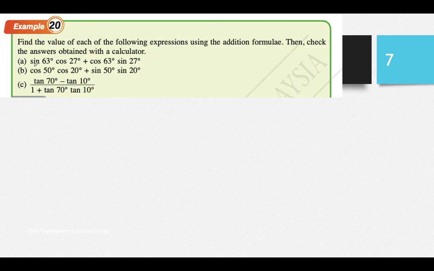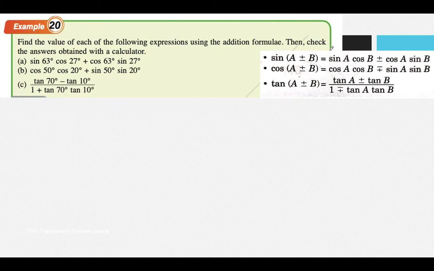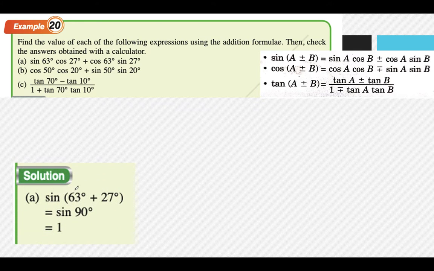For example, sine, cos, cosine. This is A, this is B, this is A, this is B. So we are using this formula in reverse: sine cos, cos sine will be sine A plus B. So for number 1 it will be sine A plus B, because now this is A, this is B. So sine 90 equals 1. The second one, cos cos, sine sine, will be cos A plus B.